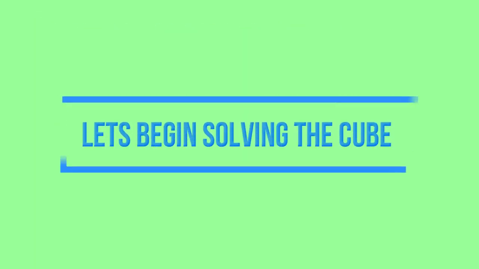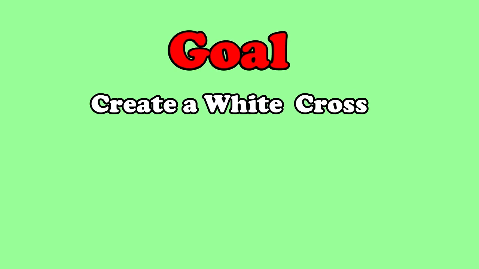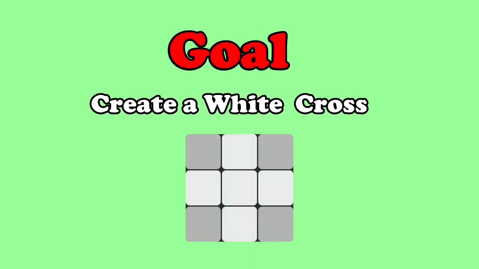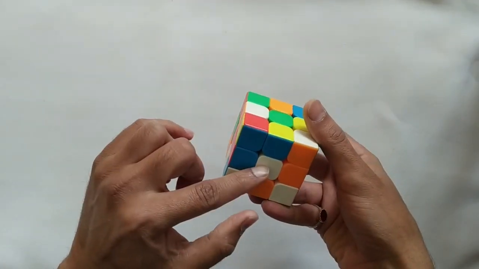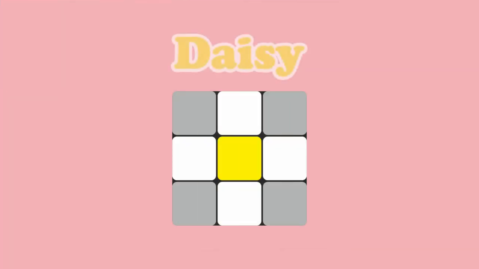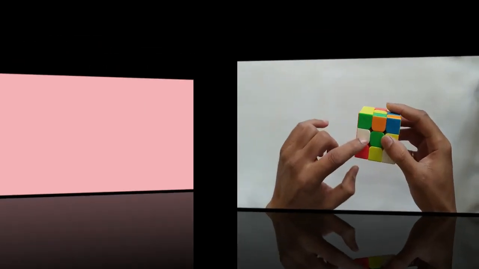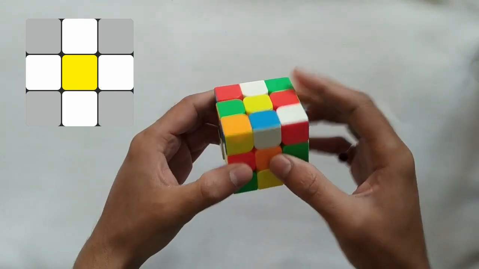Now let's begin solving the cube. Step 1. Creating a cross at the bottom side. The goal here is to create a white cross and align its edges with the white color center. Now hold the cube in such a way that the yellow center is on top and the white center at the bottom. At first, we will align white edges around the yellow center. We call it a daisy because it has a yellow center with white edges. It's too easy and you don't need to learn any algorithm. Just try and you will do it yourself.